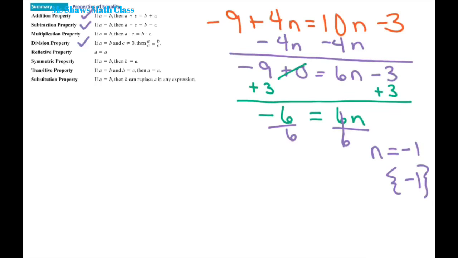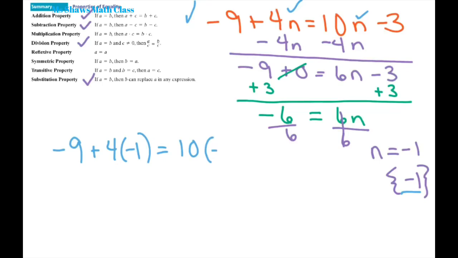Now, we have to use our substitution property of equality to check our solutions. So everywhere there's an n, I'm going to plug in or replace it with negative 1. So I'm going to write down my original equation. And I just put parentheses everywhere I want to do substitution, especially if we have a constant in front.